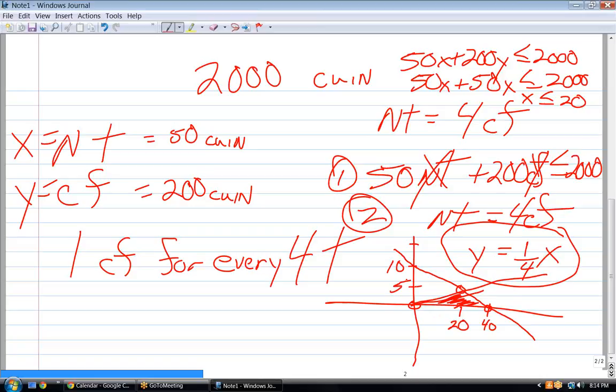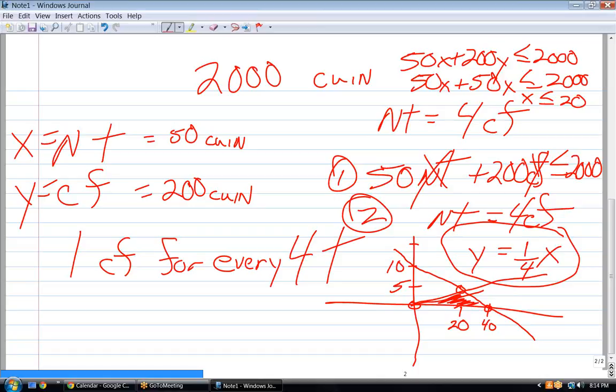See how I got that? How'd you get the 5 though? By plugging in 20 for x, and therefore y would be 5. So I know the coordinates on that point. I know the coordinates on these 2 points.